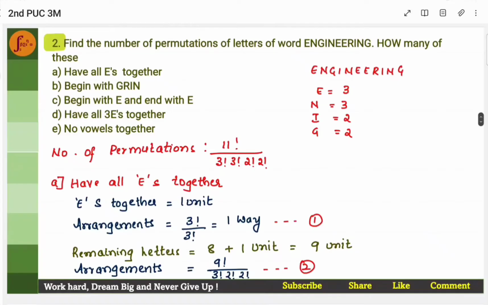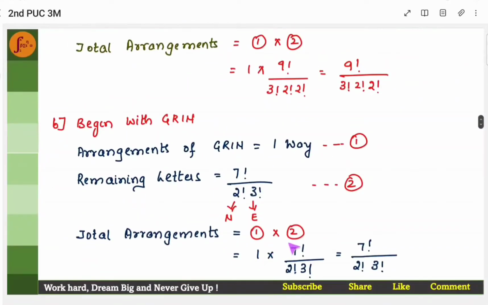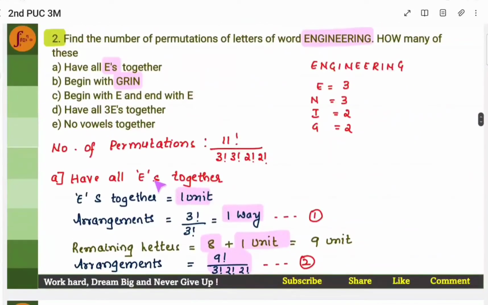Now similarly you can solve these problems also. Engineering. Have all E's together. So you consider all E's as one unit. So one way of arranging. Then remaining letters is 8 letters plus this 1 unit. So 9 units. So arrangements is 9 factorial by repeated letters. Begin with green. Now begin with green means this position is fixed. Once the position is fixed, I don't add a unit. Right? Here I will not add. See here, when I say remaining letters, I don't add this unit green. I don't add here. But here I added.